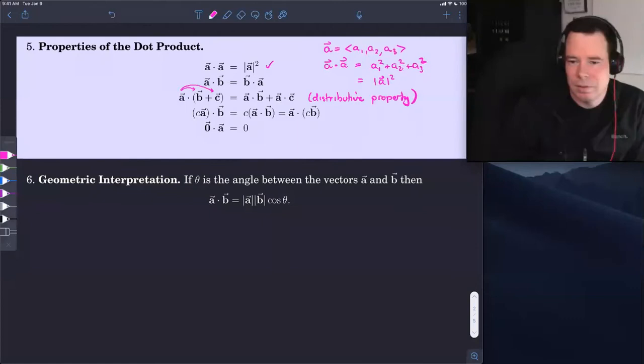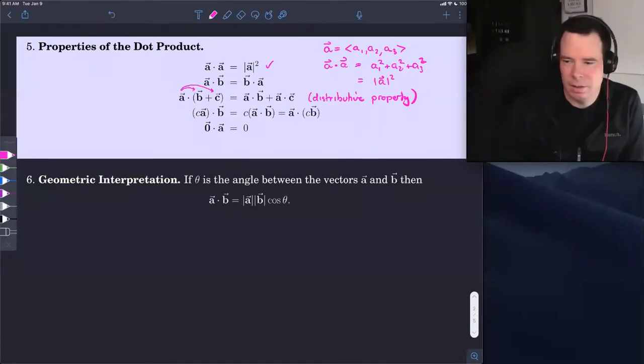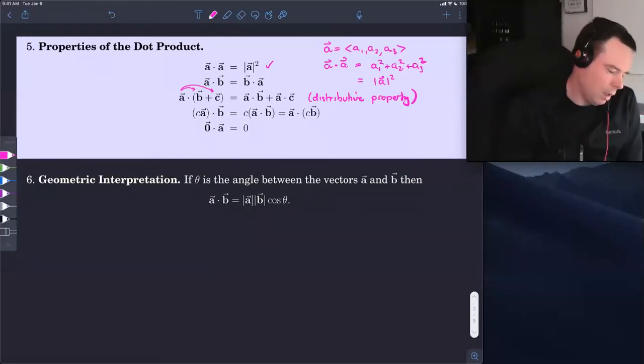So that gives us this first geometric interpretation of the dot product. If theta is the angle between the vectors A and B, then it turns out that the dot product and the angle are related by this expression: the dot product of A and B is precisely equal to the length of the two vectors times cosine of the angle between them. And we're going to prove this.